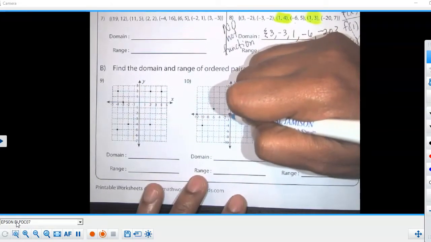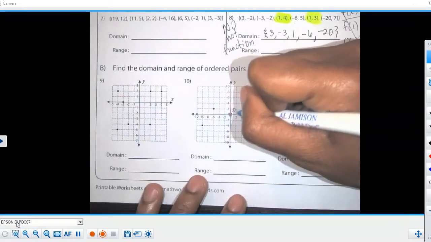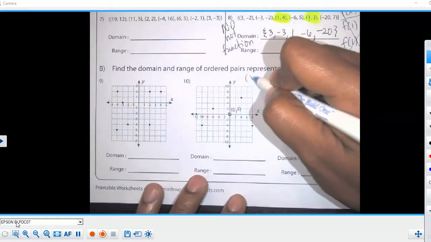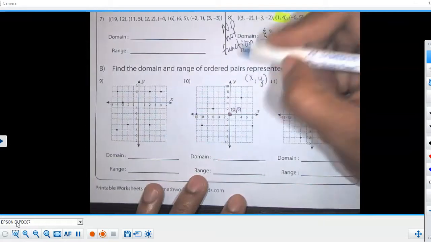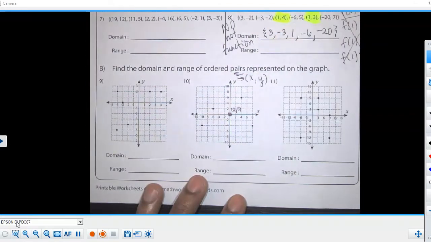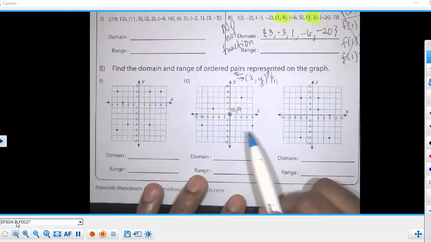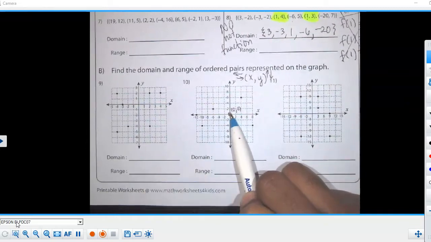So here is 0, 0. Okay, there's the origin, 0, 0. Remember that when we do x, comma, y, we move left or right when we do the x. For y, we move up and then down. So let's be clear. If I'm here at 0, 0, let me zoom in.